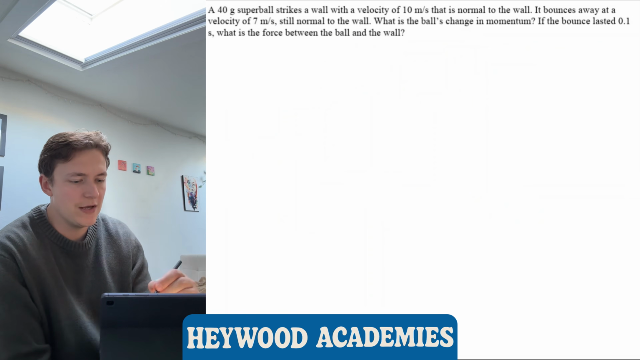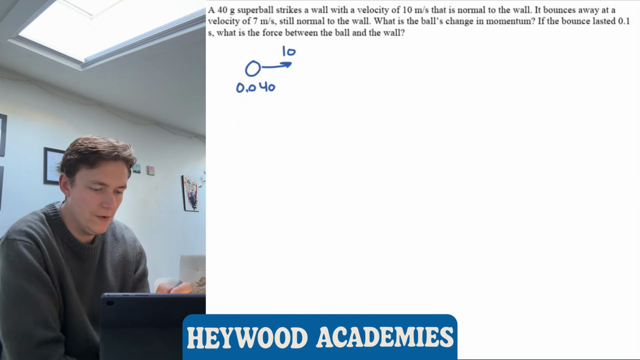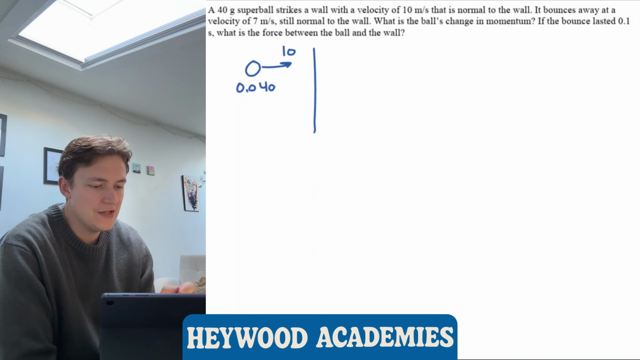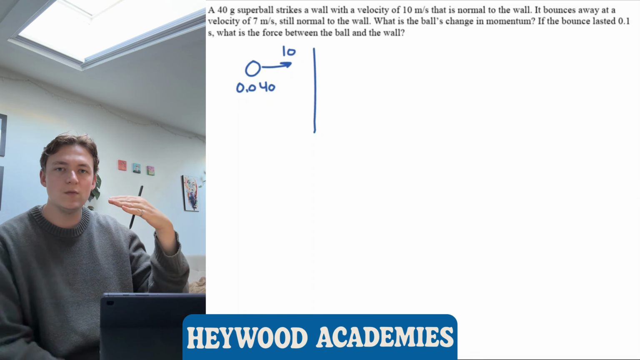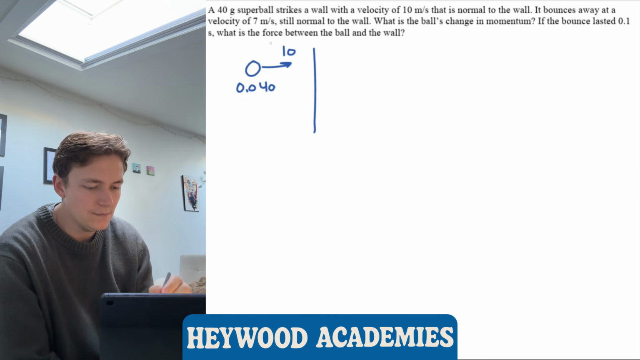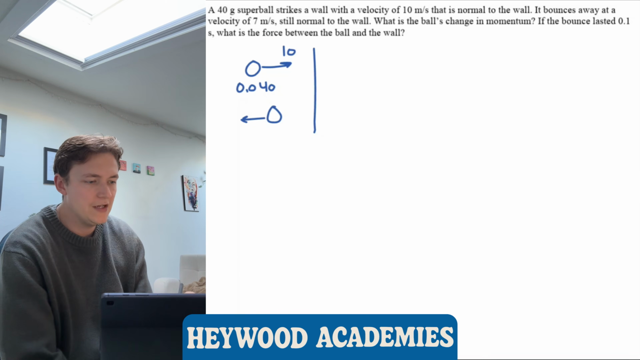Okay, there's a lot of words going on here, but really all that we care about is that we've got some kind of initial velocity for this thing, which was 10 meters per second, and 40 grams, so we want to divide that by 1,000 to get that into kilograms, so that'll be 0.04 kilograms is traveling, and then it bounces off a wall. And when it says normal to the wall, all that means is that it's heading towards the wall and it just bounces off, heading back in the same direction. So it's not bouncing at an angle or anything like that. It's just all in the same line of action.